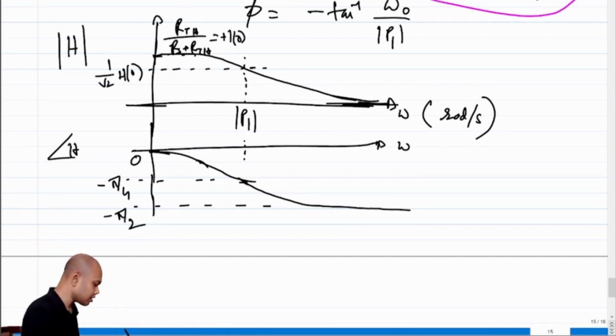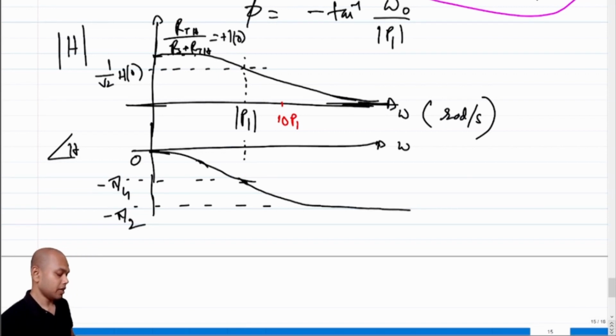If I ask you, tell me what is the amplitude of the output if my input is at a certain frequency, 10 times p1, right? So let's say the input frequency is at 10 times p1. All you need to do is read off this plot and find out this value. Whatever that value is, that will be the amplitude of the sinusoid at the output. So that is the power of these magnitude and phase plots.